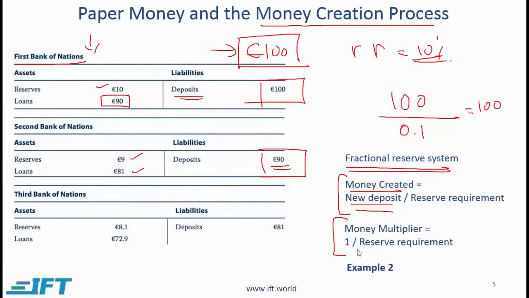Here you also need to understand this term, the money multiplier, which is simply 1 divided by the reserve requirement. 1 divided by 0.1 is equal to 10. So in our example, the money multiplier is 10. Now I want you to do example 2 from the curriculum.